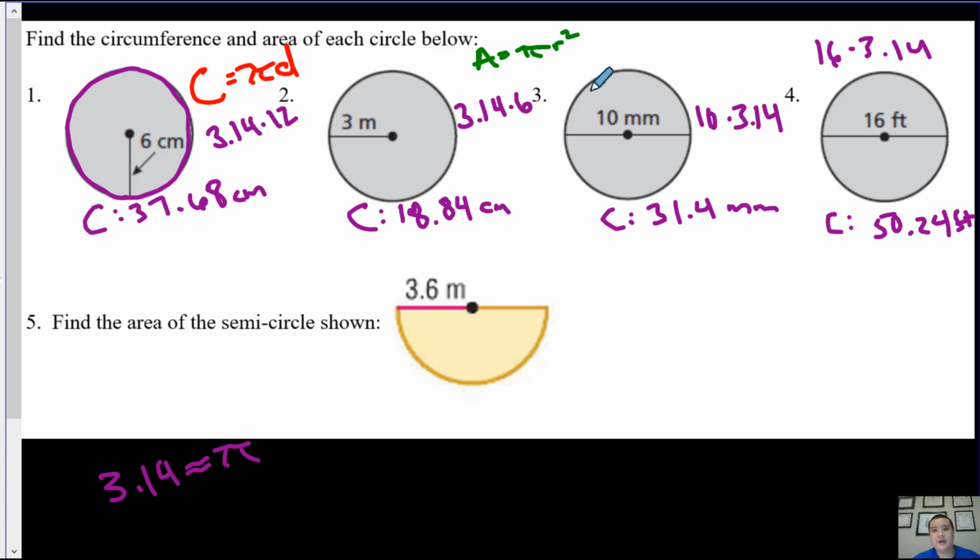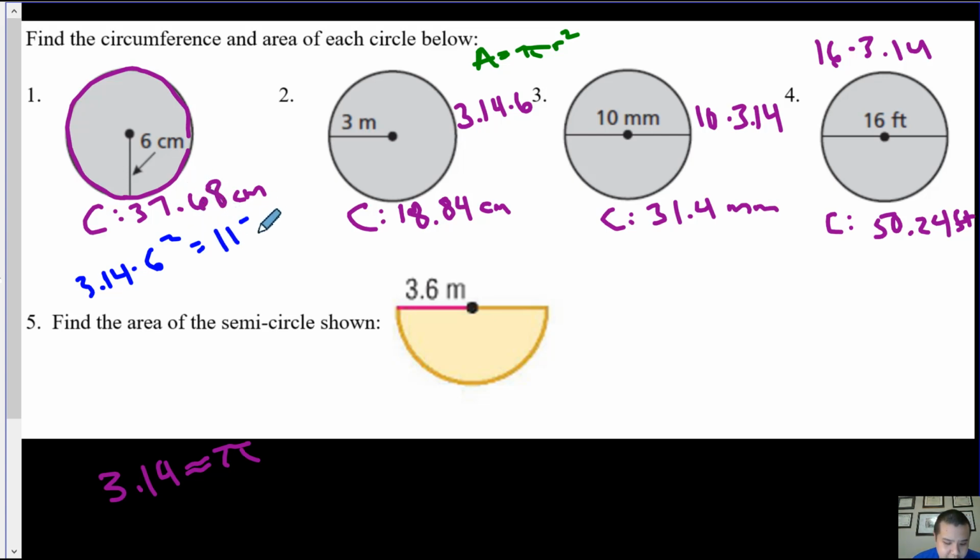Okay, pi r squared. So here, to find the areas, what we're going to do is square the radius, which is going to be 6 squared in this case for question number 1. 6 squared and multiply it by 3.14. So 3.14 times 6 squared. And what we find is that the area for this one is 113.04 centimeters squared.